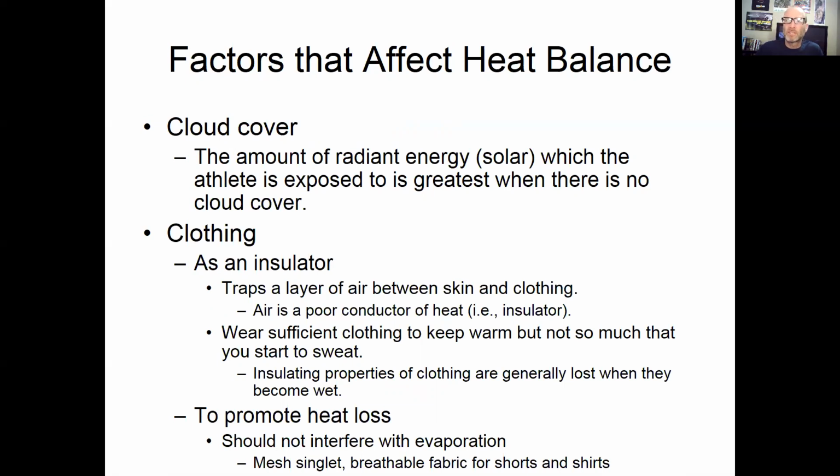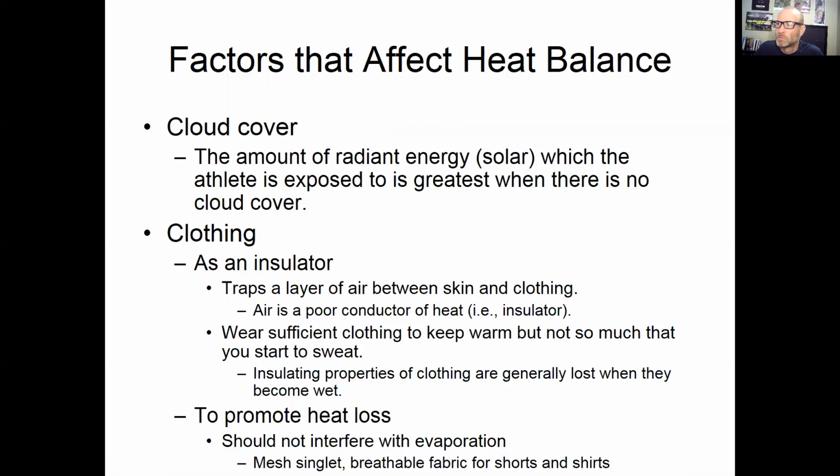Clothing can be an insulator. This is where it will trap a layer of air between skin and clothing, just like a wetsuit will. Air is a poor conductor of heat, and therefore it serves as a good insulator. So part of what you're doing when you're layering your clothes for cold temperatures is you're trying to trap that air inside the clothing, between you and the clothing fabric. So you want to wear sufficient clothing to keep warm, but not so much that you start to sweat. Insulating properties of clothing are generally lost when they become wet, either with sweat or with rain.